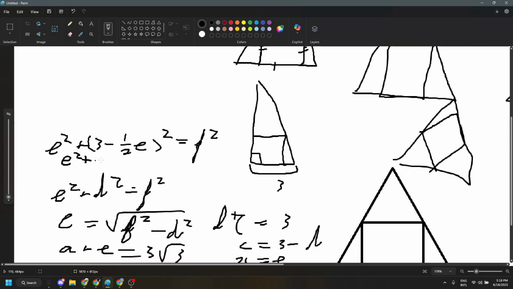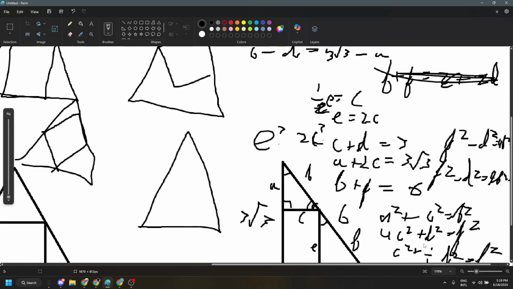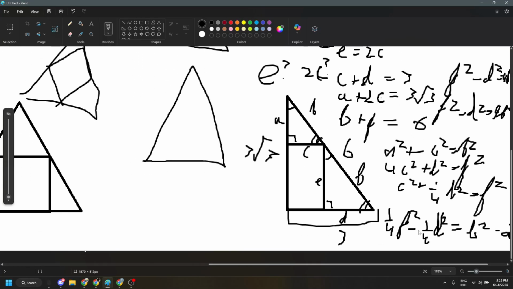So E squared plus 9 minus, oh shoot, it's not a difference of 2 squares. So it'd be this times this, 2 times that. So it'd be minus 3E plus 1/4 E squared is equal to F squared. Then can we do something with F? We know F plus B is equal to something.